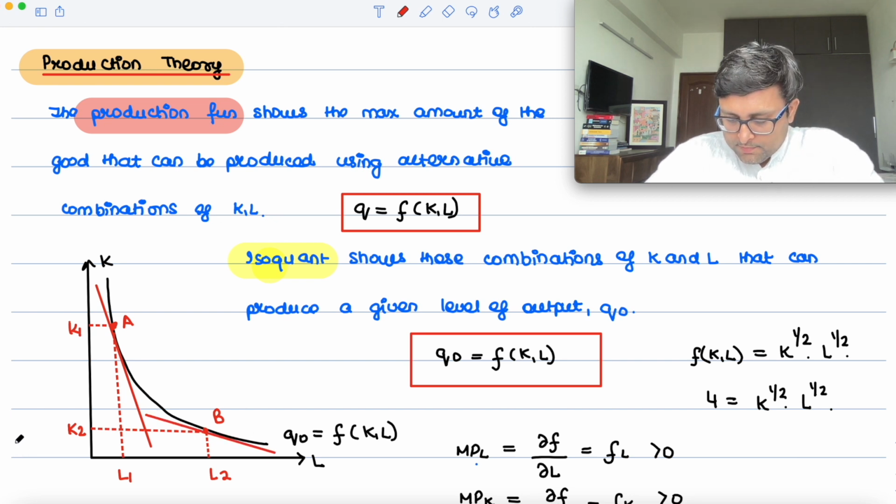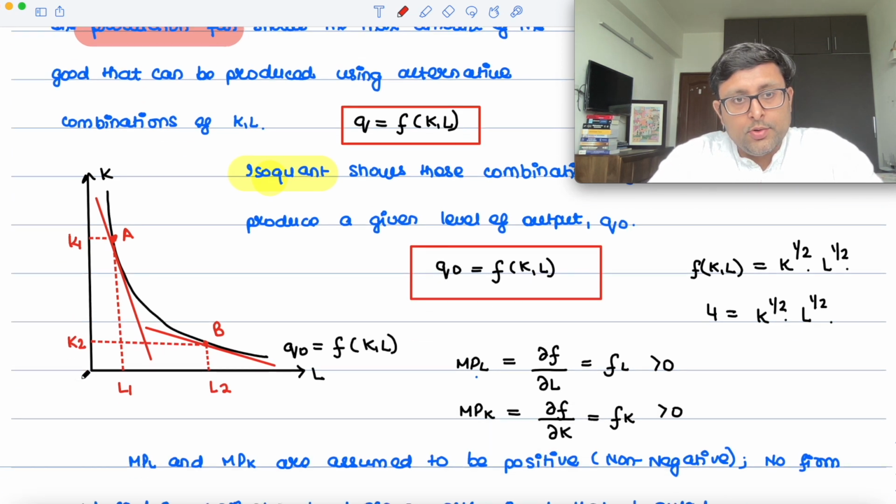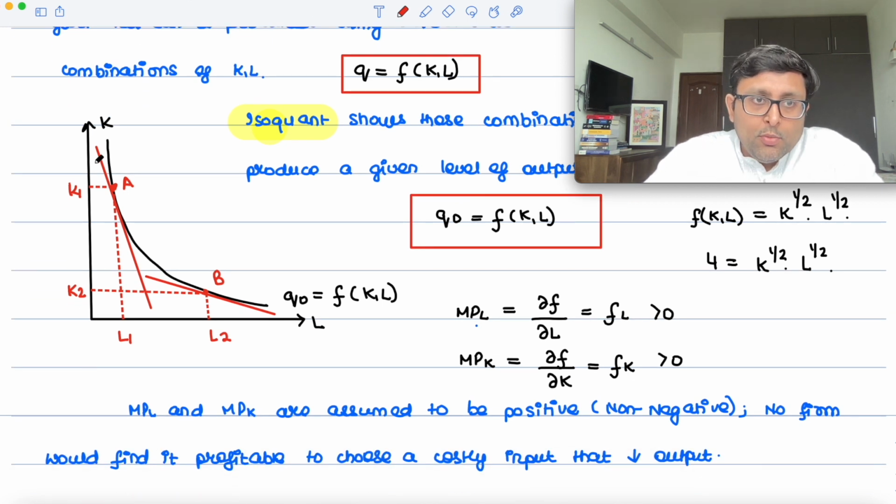This is the slope here. So MRTS is what? MRTS is the slope of the isoquant. It is telling you the rate at which your labor can be substituted for capital. Let us just write this point. And one more thing.